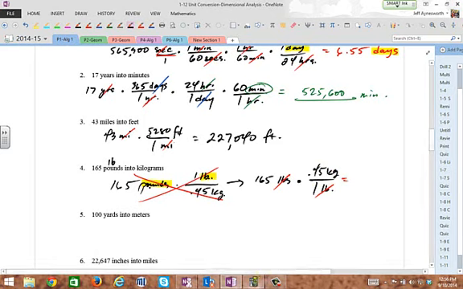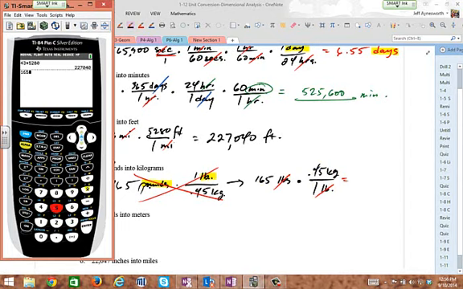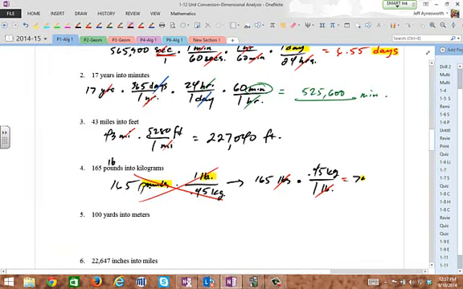So let's multiply these together and see what happens. 165 times 0.45 gives you about 74.25. 74.25 what? Kilograms. All right. The units tell you what your answers represent. So if you left over kilograms, your answer is in kilograms.